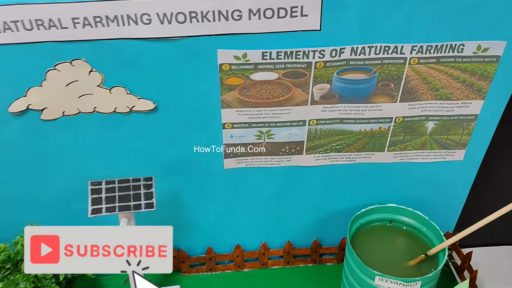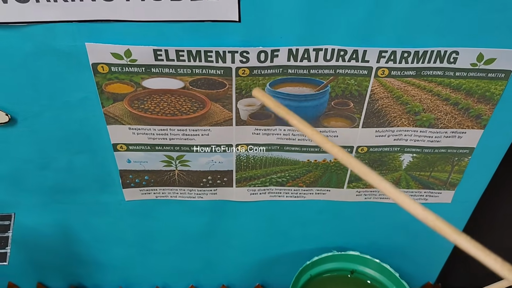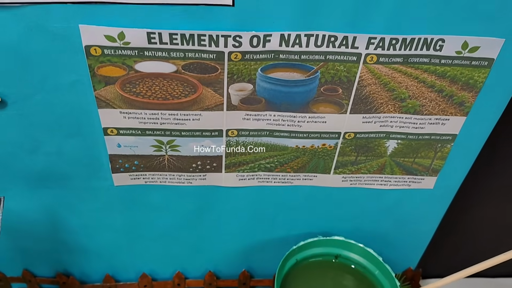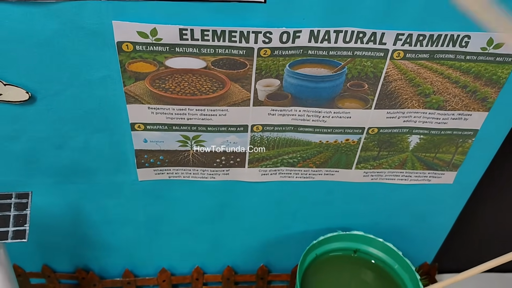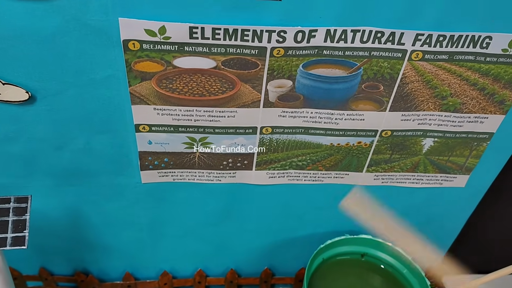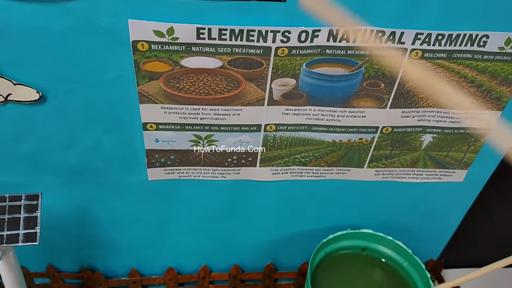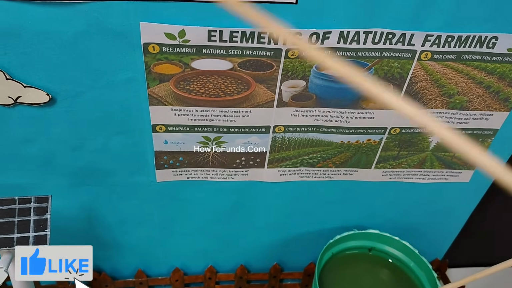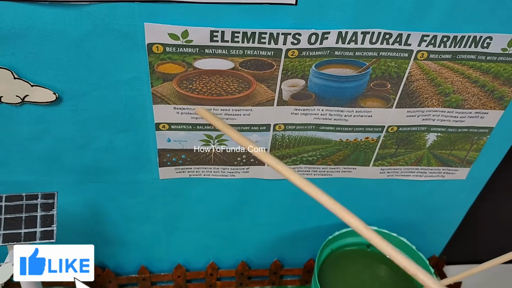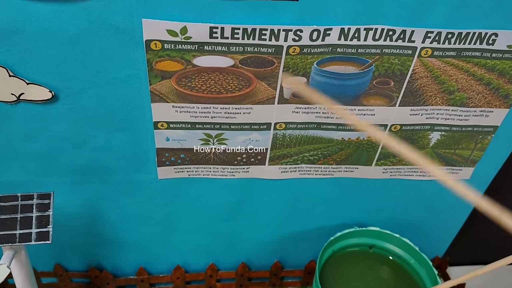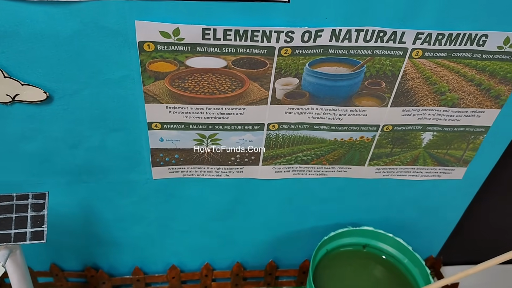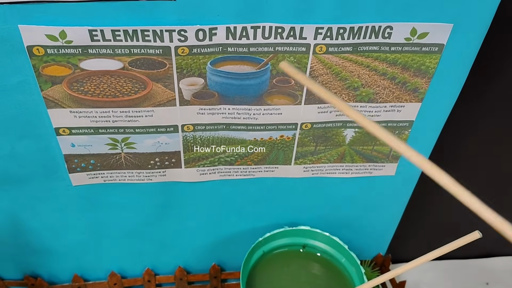The main ingredients of natural farming: the first one is Bij Amrut. With Bij Amrut, we want to keep our seeds natural so that they are protected and we can get a better yield. We are naturally treating our seeds here.